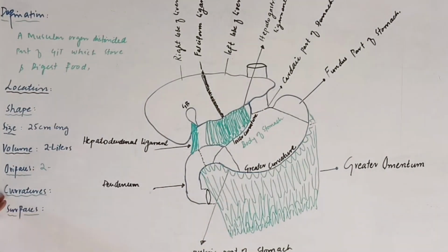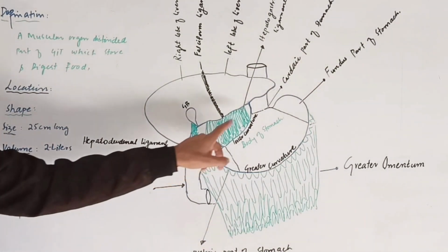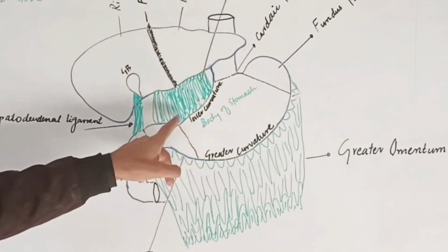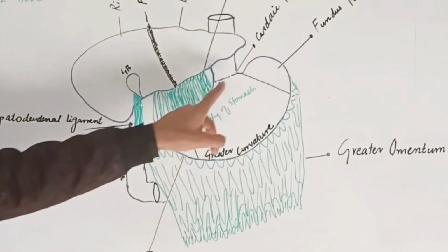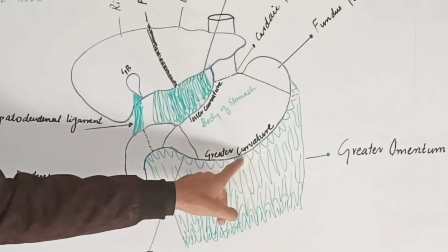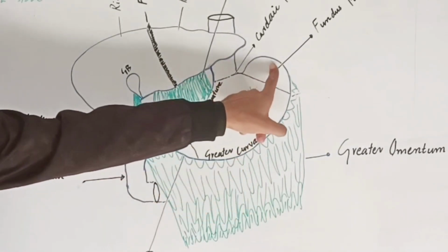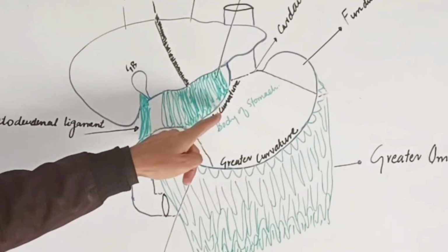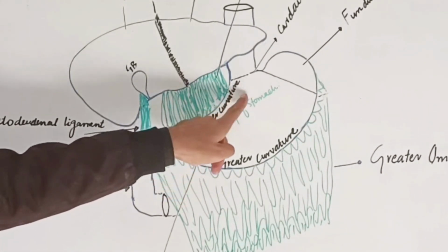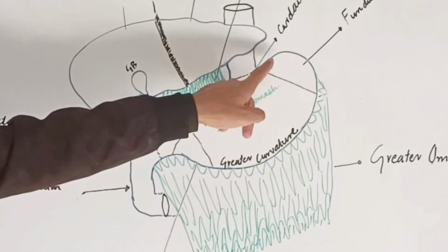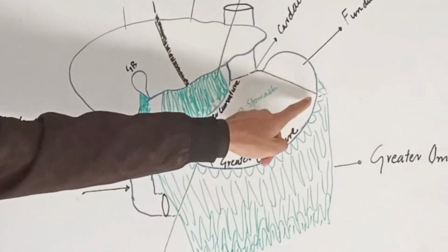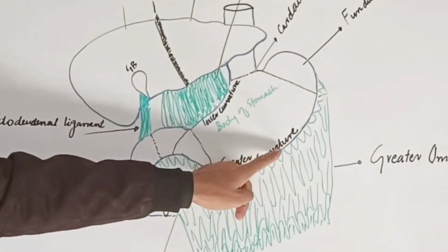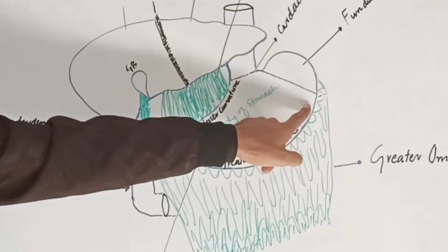Now what are the curvatures of the stomach? Here you can see this is one curvature which is present on the right of the stomach, and this is the other curvature which is present on the left of the stomach. This small curvature is the lesser curvature, which forms the right border of the stomach, and this large curvature is called the greater curvature, which forms the left border of the stomach.